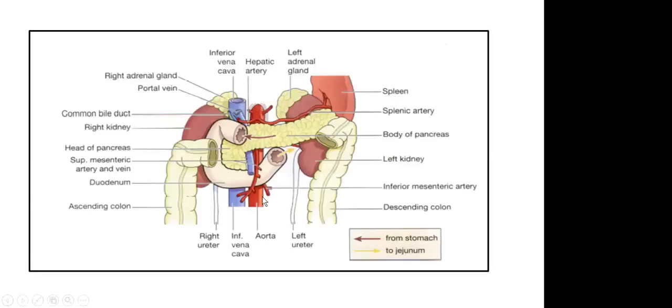This duodenum is nothing but 25 centimeters long, and it will be surrounding the head of the pancreas. The secretions from the gallbladder and pancreas are released into the duodenum through the hepatopancreatic ampulla, and the opening into the duodenum is guarded by the hepatopancreatic sphincter, that is nothing but the sphincter of Oddi. That is not seen here, guys.